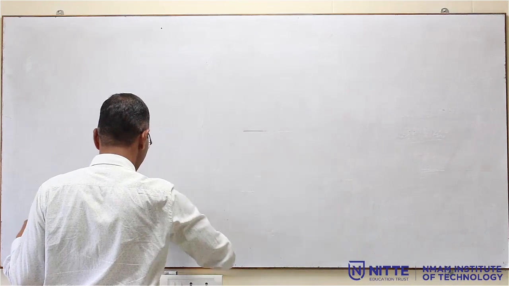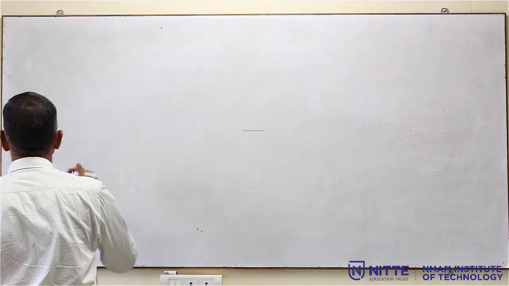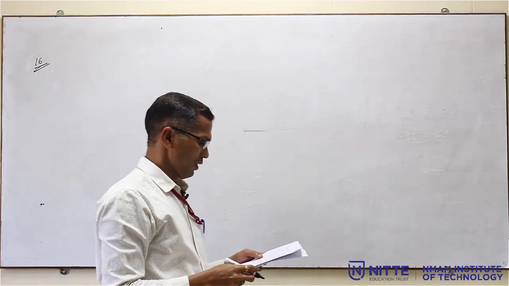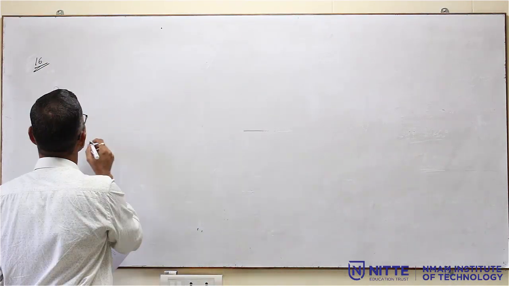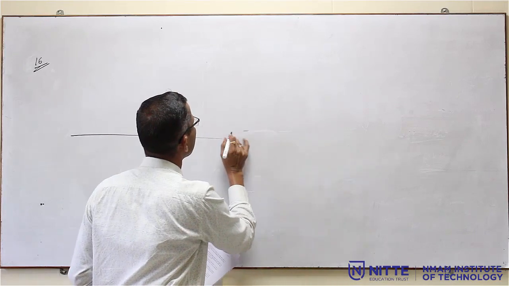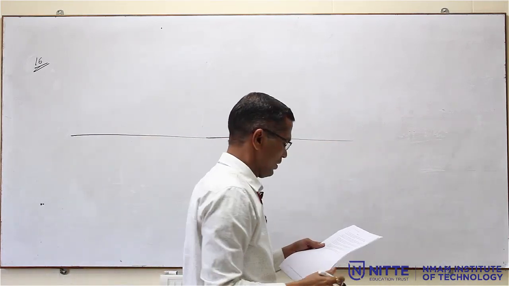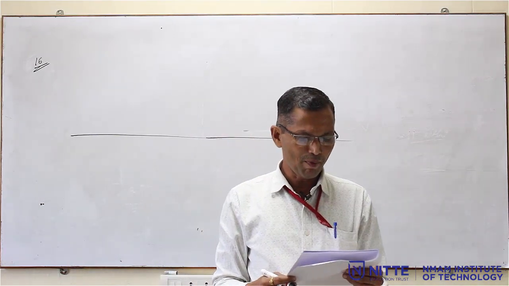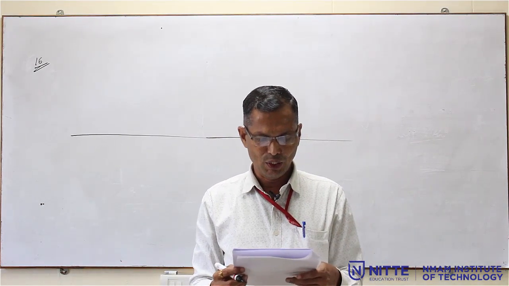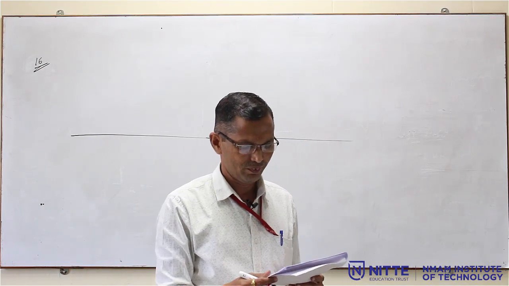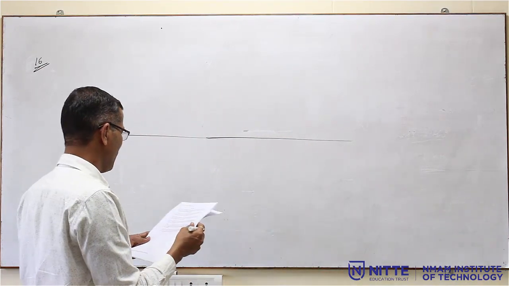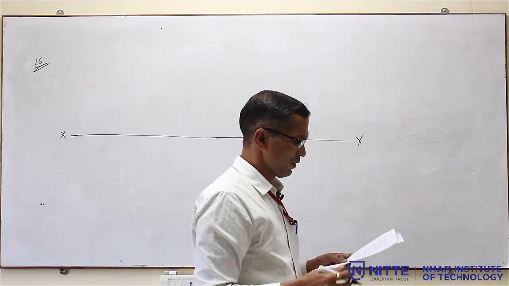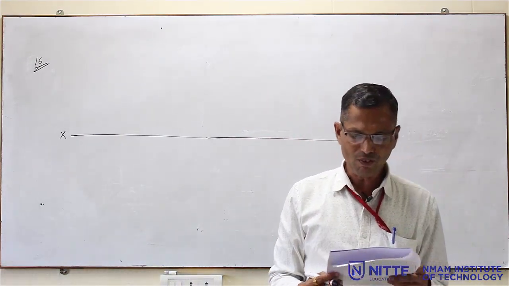So next problem, problem number 16. Sixteenth problem. A point R is 25 mm above HP and 20 mm in front of VP. So it is in the first quadrant, above HP and in front of VP. Point R is 25 above HP, 20 in front of VP.